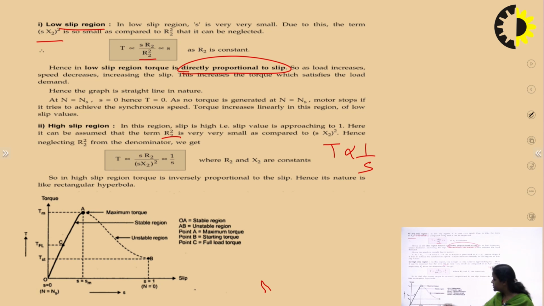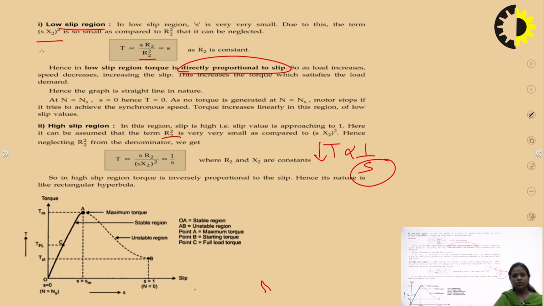The nature of the graph is a rectangular hyperbola, and in this region, if the load increases, the speed decreases, and the speed decreasing means there will be an increase in the slip. An increase in the slip means the torque will decrease.